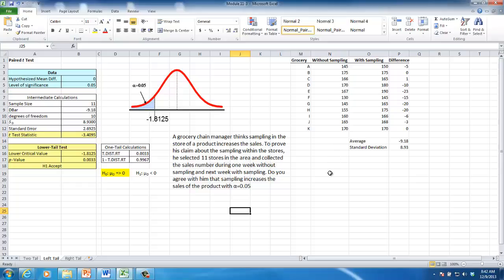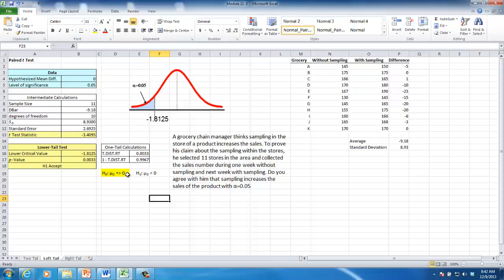So his expectation is that the difference from N to O should be a negative number. The reason is that when you do not have sampling, your sales are less than with sampling. So once you take the difference, it should be negative because the second column is higher than the first column. So our expectation, H1: mu D, the mean difference for the data, should be less than 0, a negative number. So we are going to use a similar process for the hypothesis testing.